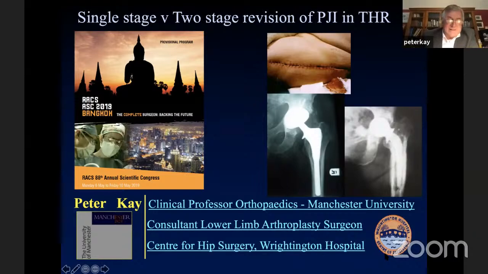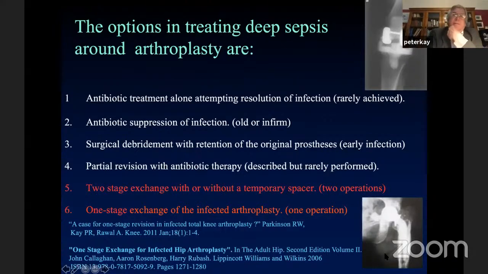So I want to talk about single stage, 2-stage revision. So if we're talking about infection in joint replacement surgery, there are a number of options open to us. You can just give antibiotics alone, which you rarely achieve success with. There's antibiotic suppression in the old and infirm patient, which I think is a really important thing to have in your armamentarium. I think there is a case sometimes for not revising, but just to suppress. You can do surgical debridement. The DARE procedure has been discussed, and that's really quite important. And I would agree with Alasdair, I really think it's important that you get agreement about DAREs.